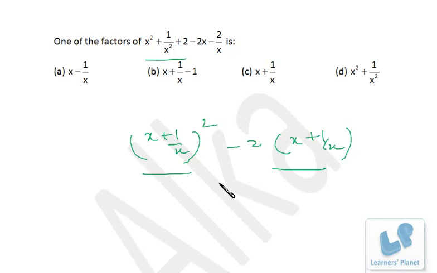That means x plus 1 upon x is definitely a factor. We have nothing to do with what is left after taking x plus 1 upon x as common, because we have that in our options, and since there is none other like this, you can blindly mark x plus 1 upon x because that's perfectly a factor. Okay.